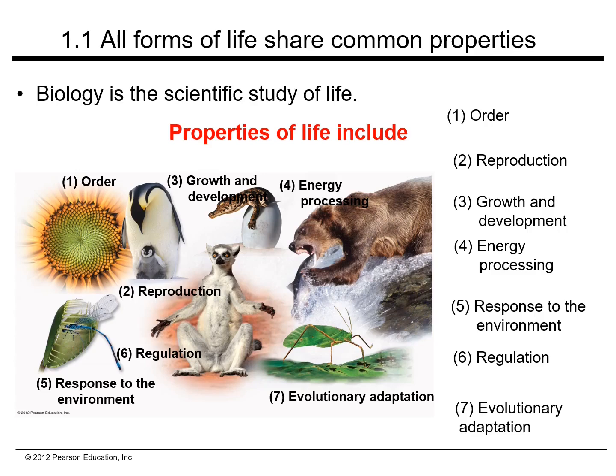To start, we're going to go to chapter 1, and we're going to study that life has common properties. We're going to talk about these 7 properties: order, reproduction, growth and development, energy processing, response to the environment, regulation, and evolutionary adaptation. And I will give you some examples. I will talk about this very briefly, but in your textbook you can see more examples.